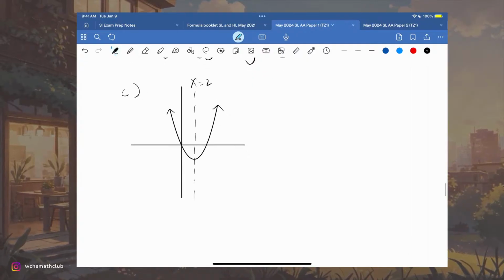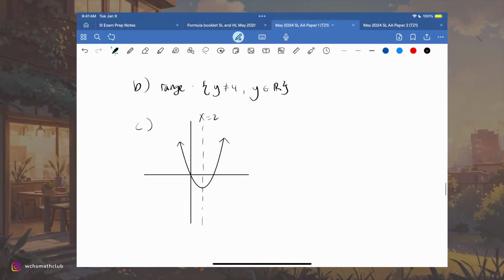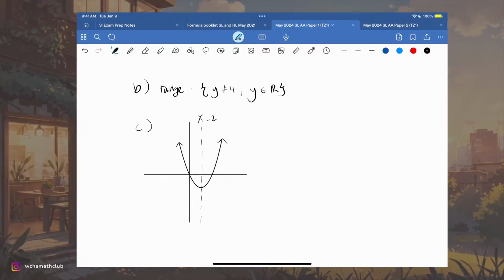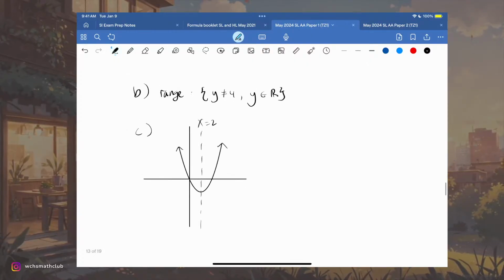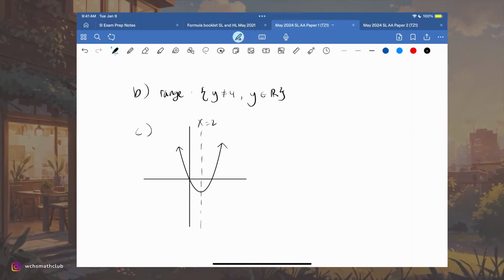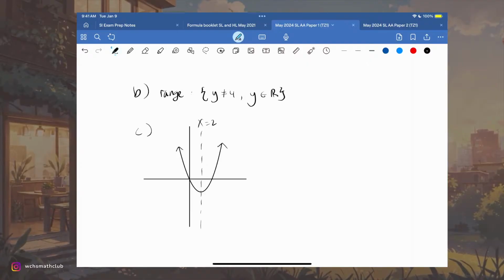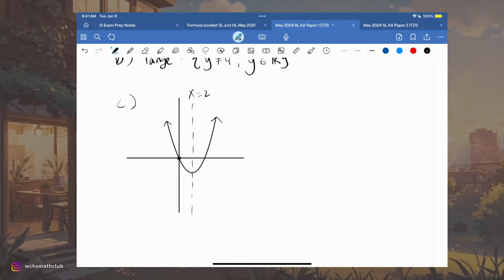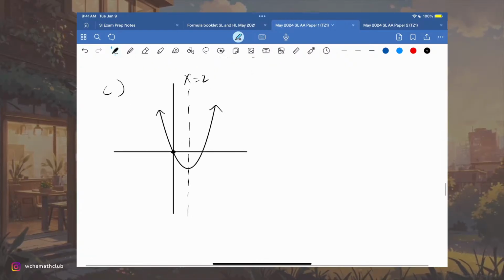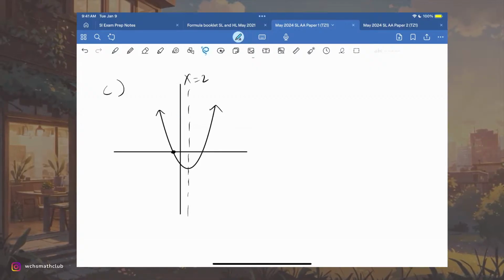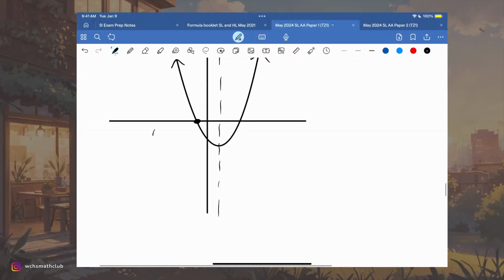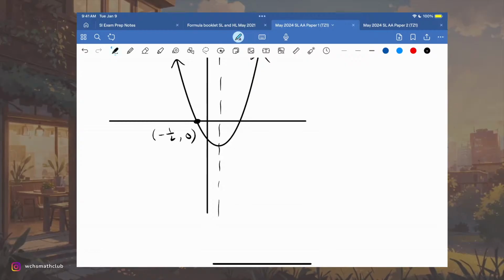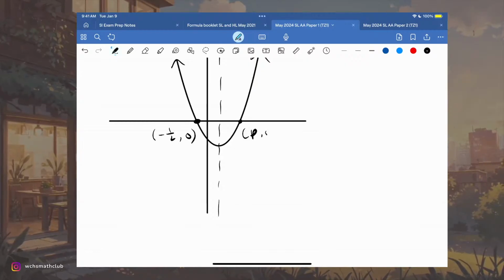So what we can do here is that the question says show that p equals 9/2. We know that the roots of g of x equals 0 are -1/2 and p. So this means that one of the x-intercepts, we will label this one as (-1/2, 0). And at this point, we can just call it (p, 0).